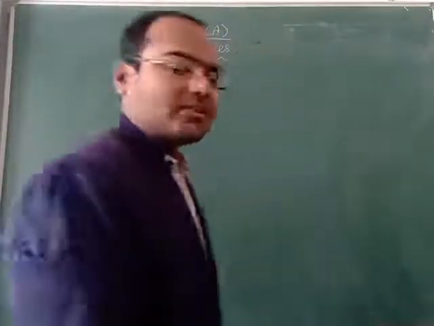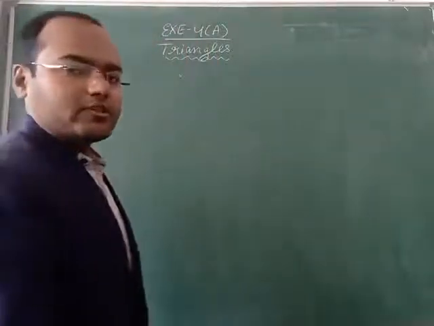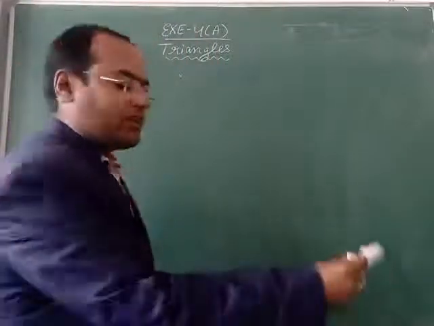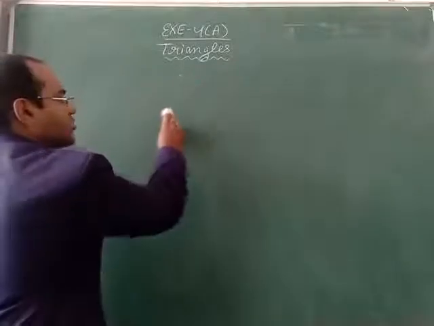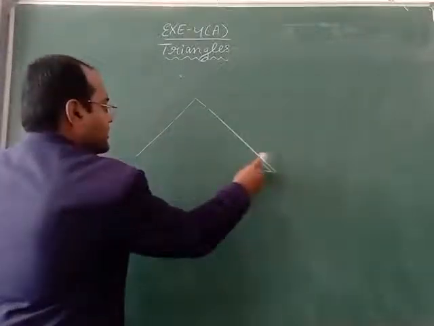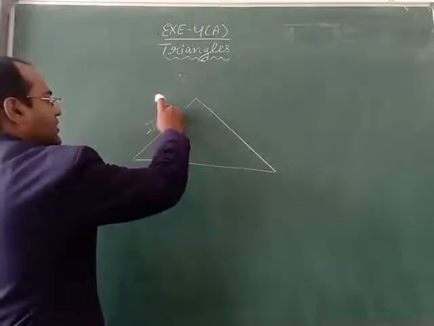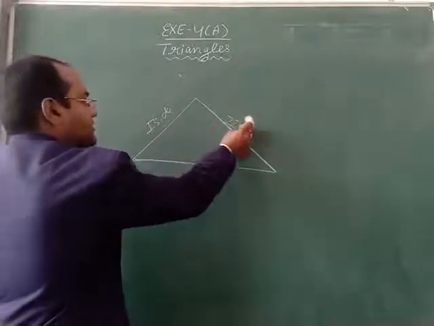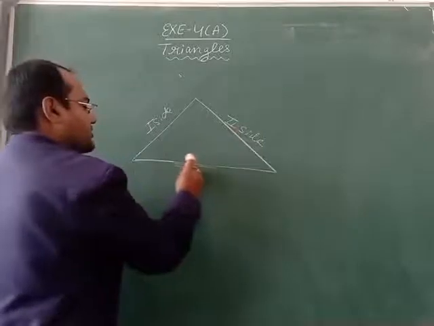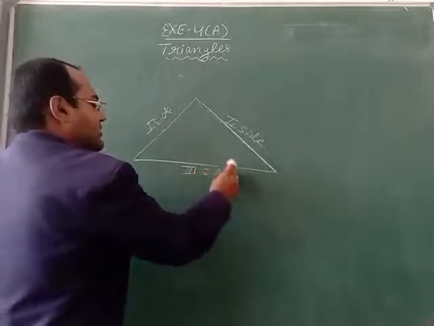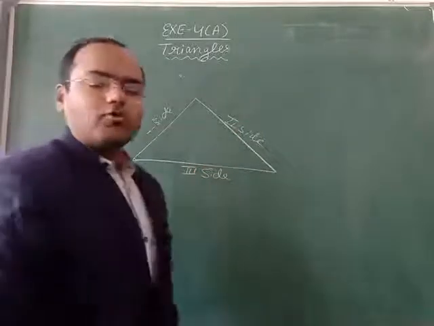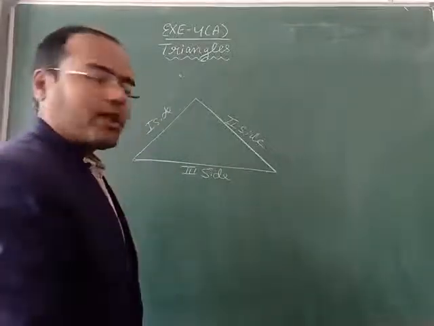So what are triangles? First of all, let me introduce this topic. What is a triangle? A three-sided closed figure is known as a triangle. This is the first side of a triangle, this is the second side and this is the third side. So any closed figure which is bounded by three sides is known as a triangle.